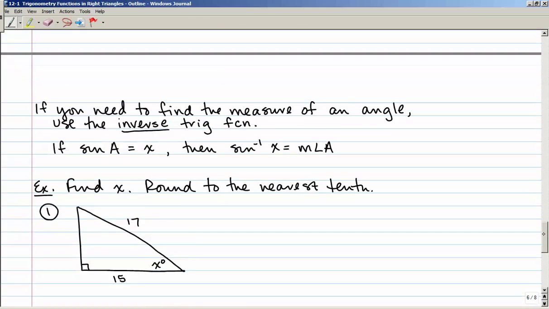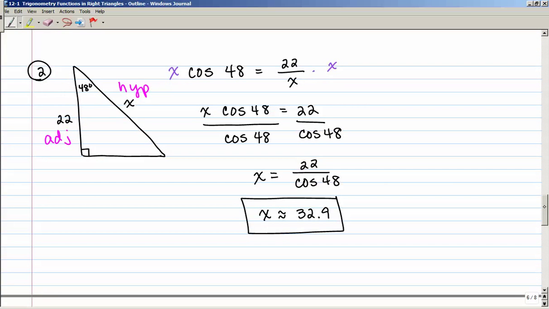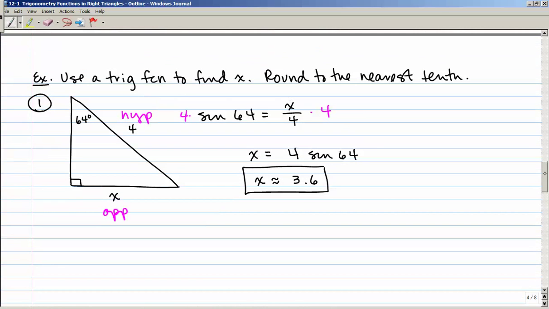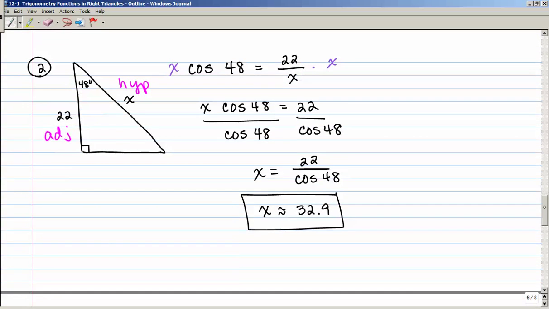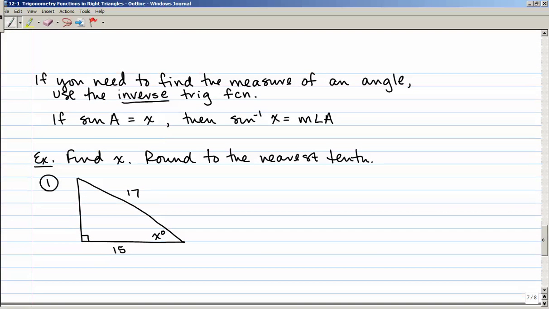Now you'll notice in these problems, x was the length of a side of a triangle. In number 1 it was one of the legs, and in number 2 it was the hypotenuse. Sometimes x can be in the angle. So if you don't know what the measure of the angle is, but you do know 2 of the sides of the right triangle, we're going to use an inverse trig function. So let me show you how to do that.